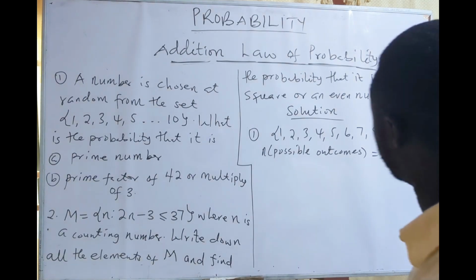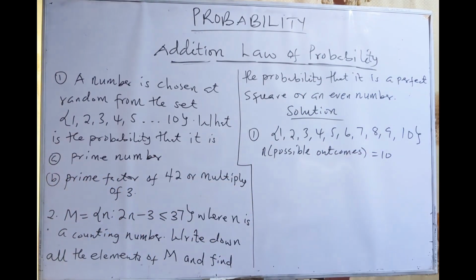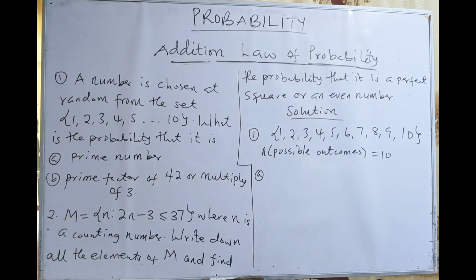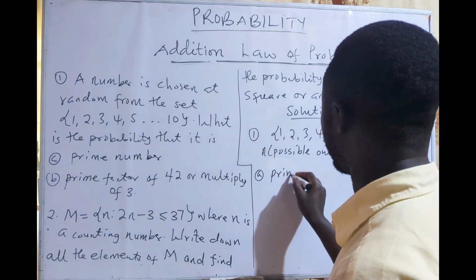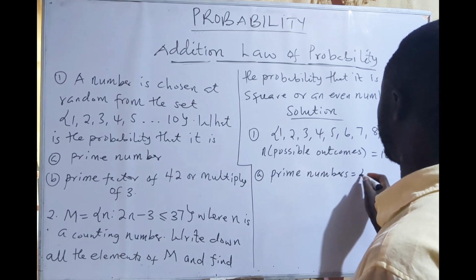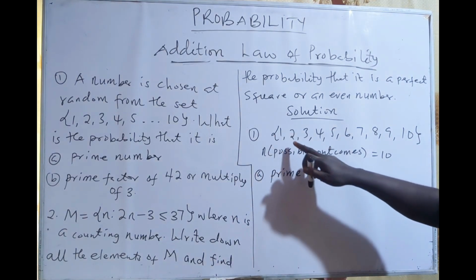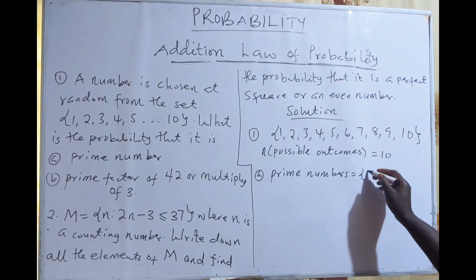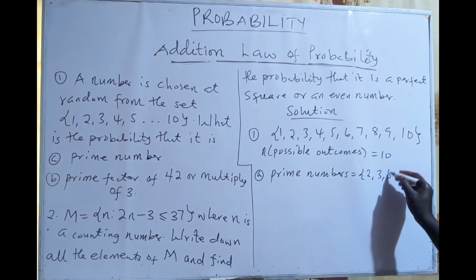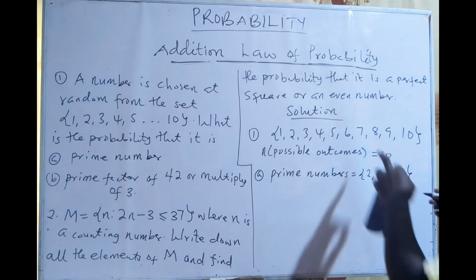Definitely it's 10. Okay, then it's asking the probability that A, it is a prime number. So for A, we are going to list prime numbers. So prime numbers in the set given: 1 is not a prime number, so we have 2, 3, 5, and then 7. Okay, I think that is all.